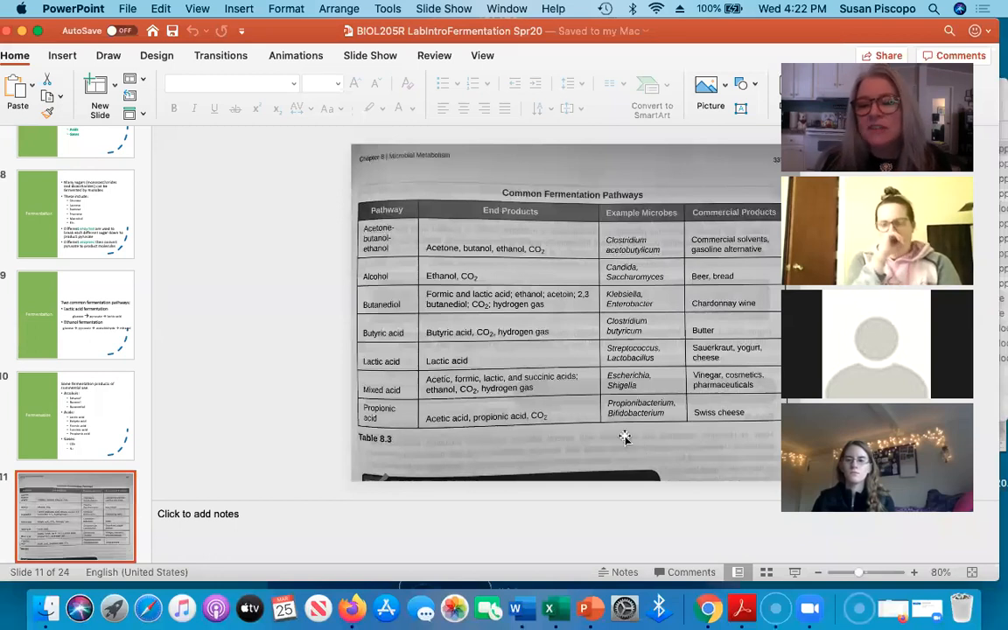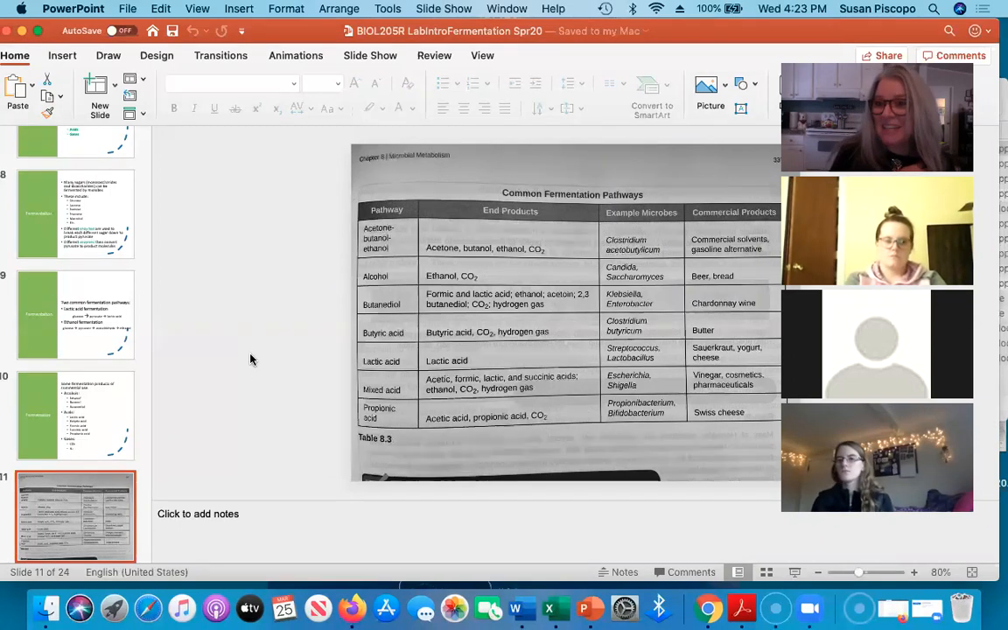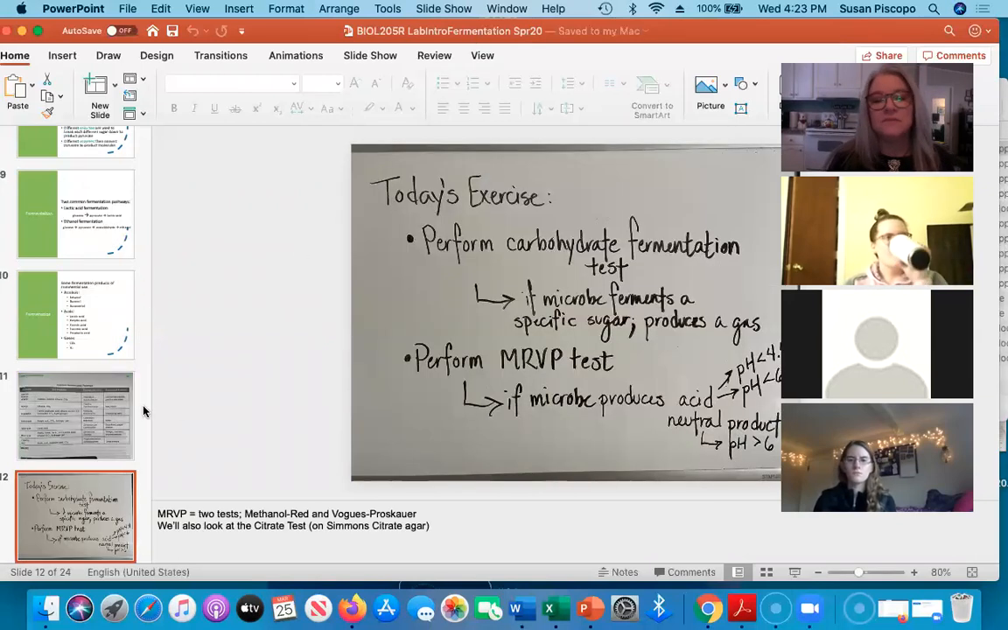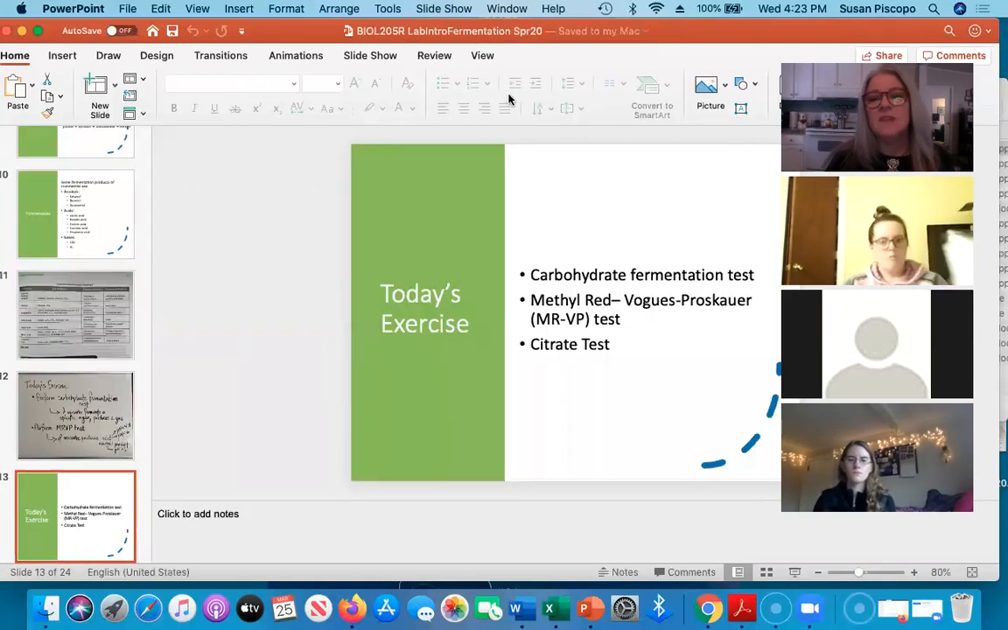So, for example, lactic acid is made by all kinds of microbes, including certain species of Streptococcus and certain species of Lactobacillus. That lactic acid gets used to make all kinds of really delicious food, right? Sauerkraut and yogurts and cheeses. We take a lot of advantage of microbial fermentation. All right.